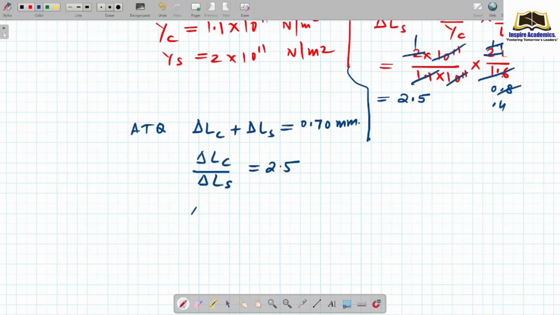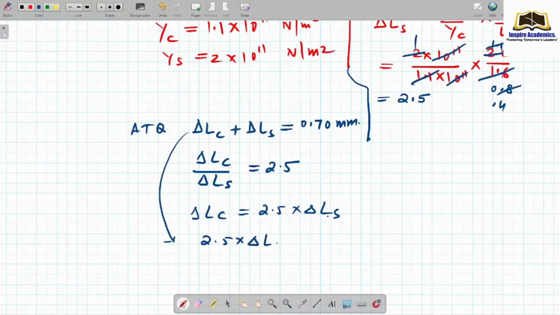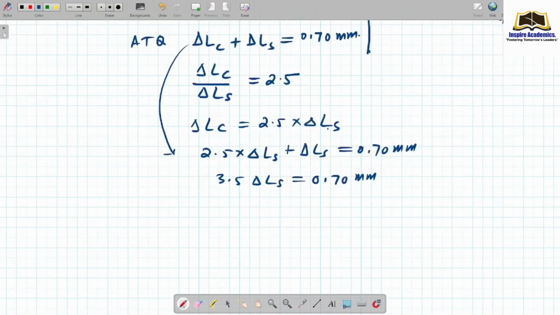Okay. How? Delta LC can be 2.5 times delta LS. And यहाँ पे हमें क्या मिलेगा? 2.5 times delta LS plus delta LS equal to 0.70 mm. Therefore 3.5 delta LS would be 0.70 mm. So we will get LS, delta LS की वैल्यू क्या हो जाएगी? 0.70 upon 3.5. ओके.